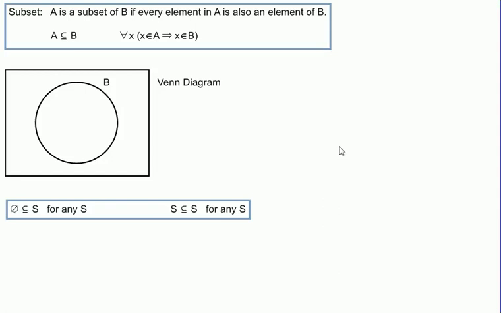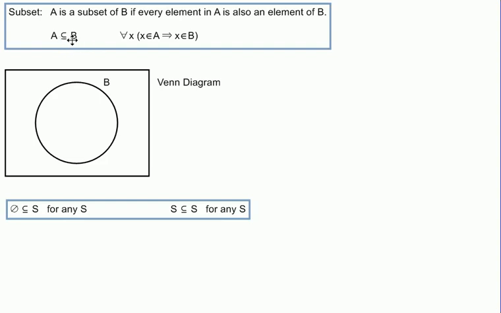Moving along in our discussion of sets, we're going to start to look at relationships between two sets. We're going to talk about a subset, which is a specific relationship. We say that A is a subset of B if every element in A is also an element of B. Logically, we would say for all x, if x is an element of A, then x is an element of B.